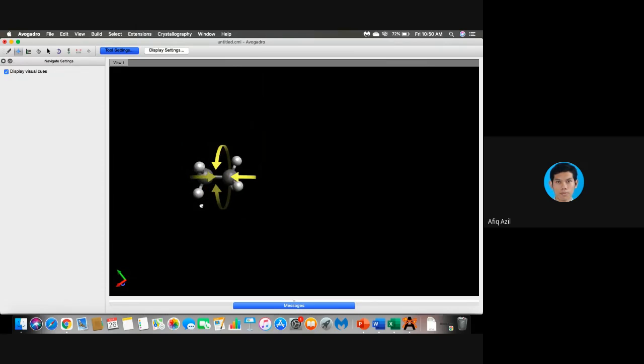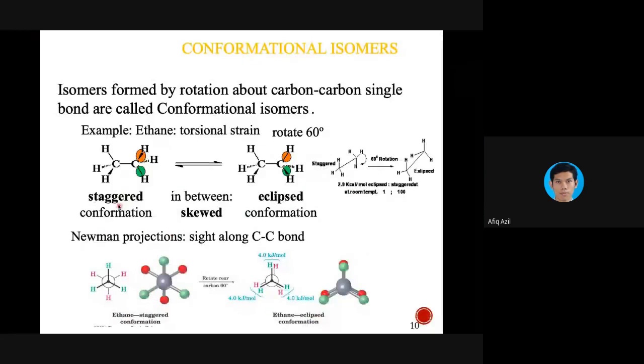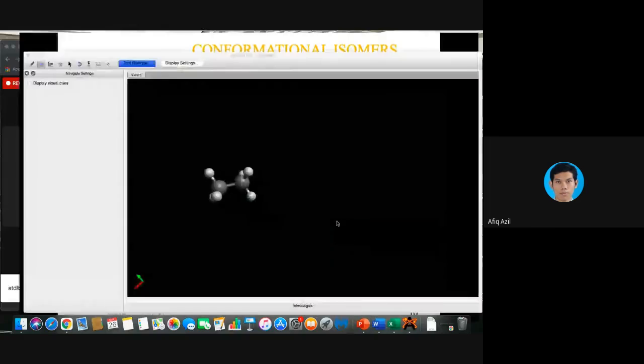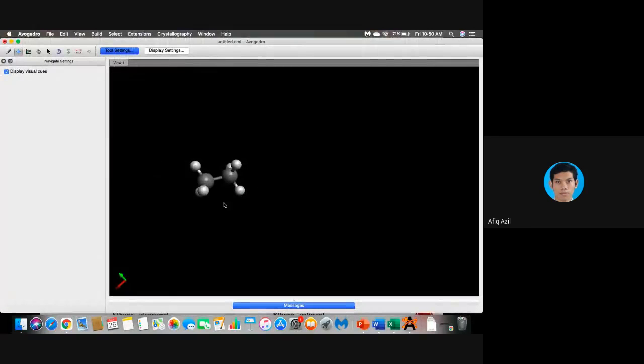So earlier, if you draw on a piece of paper, 2D, you will draw it something like this. So this is carbon, this is hydrogen, hydrogen, and hydrogen. So this is your other carbon, this is the other hydrogen. So what is the difference between this staggered and also eclipse conformation would be that for staggered, if you have to view at an angle like this, or you can also view it from the front.